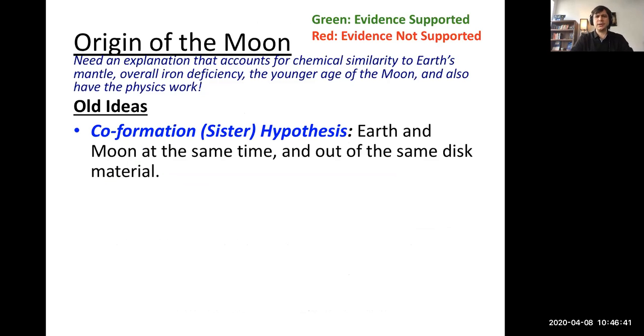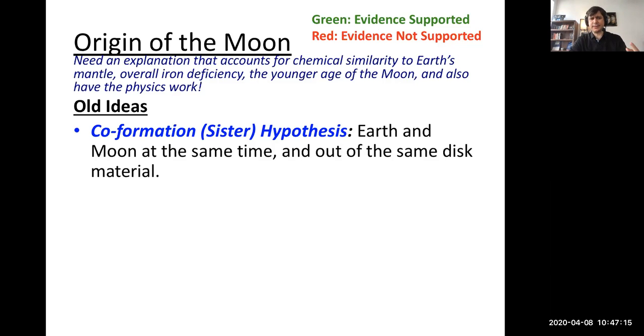What I'm going to do is discuss what each of these hypotheses are, and then highlight whether or not the hypothesis supports the evidence that we have. If it supports it, I'm going to highlight that bullet point in green. If it doesn't, I'm going to highlight it in red. So the co-formation hypothesis: the Earth and the moon form at the same time out of the same disk material. They both form as their independent protoplanets, but they form in place with the moon in orbit around the Earth.